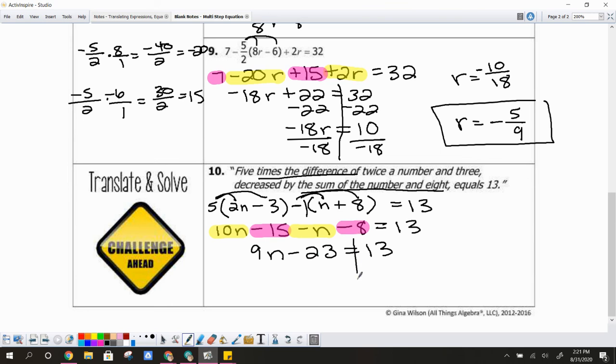All right, so I'm going to go ahead and solve this. I'm going to draw my line. First step is to get rid of the subtraction. So I'm going to add 23 to both sides. So I'm left with 9n equals 36. And then I can do my division. And I get n equals 4 as my answer.